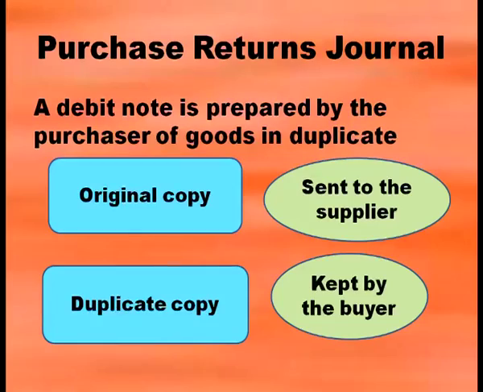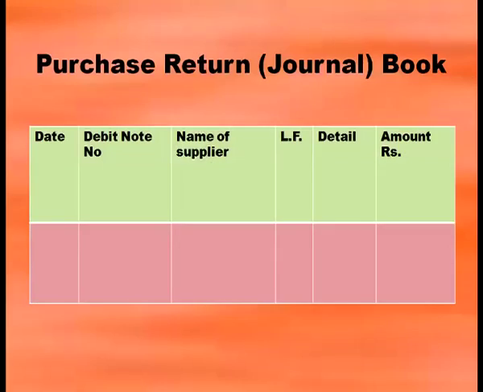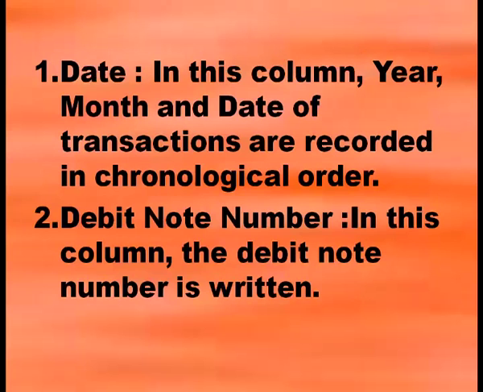A debit note is prepared by the purchaser of goods in duplicate. The original copy is sent to the supplier and the duplicate copy is kept by the buyer. The purchase returns journal, or purchase returns book, also has a format, that is, with date, debit note number, name of supplier, ledger folio column, details and amount column.